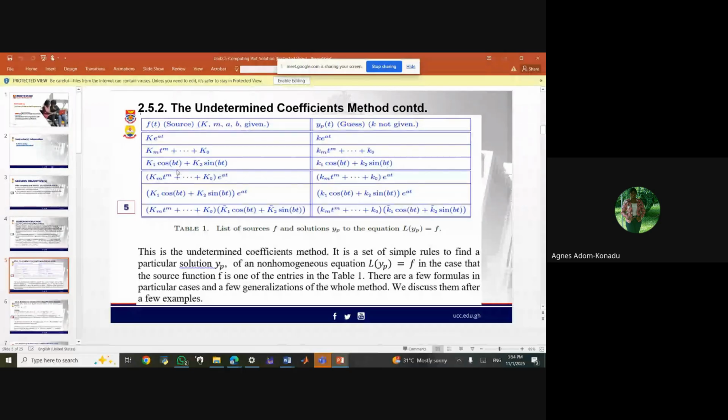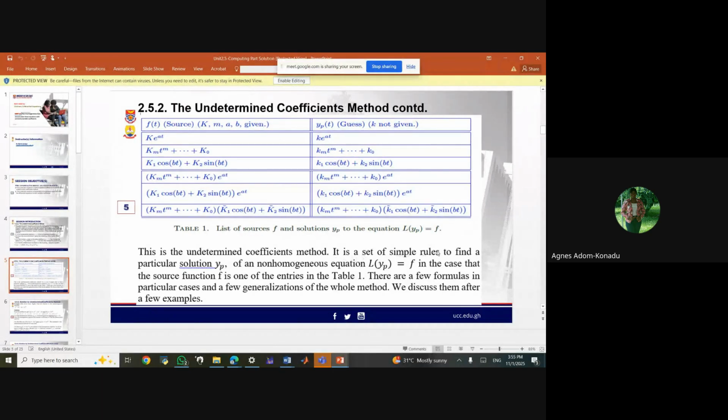Now, if it's a combination of polynomial times exponential, then your guess will also be a combination of polynomial times exponential. If it's a product of trig times exponential, then your guess will also be trig and exponential. If it is polynomial times trig, then the guess will be like this. This is the undetermined coefficient method.